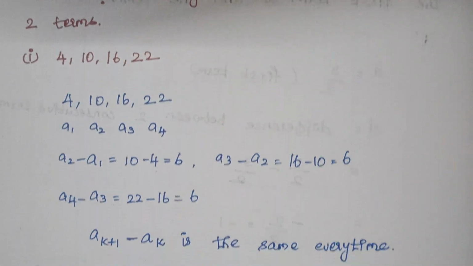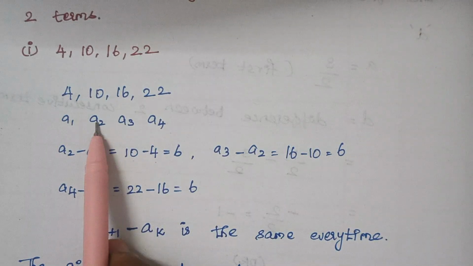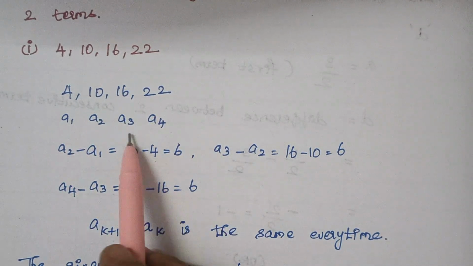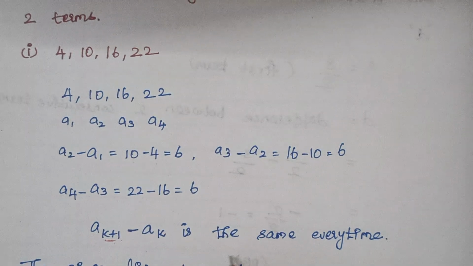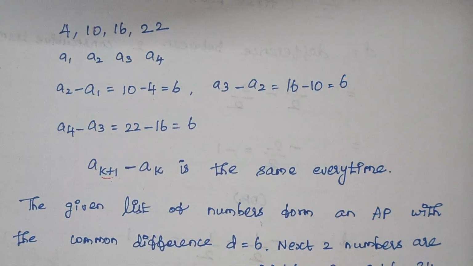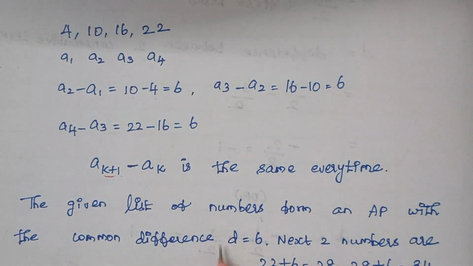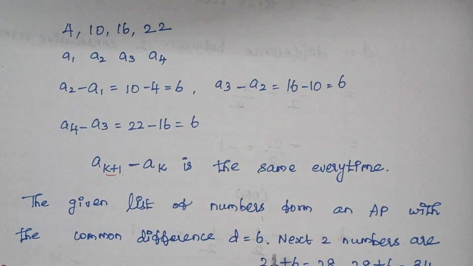And here you see the value of A(K+1), it is nothing but this term, that is A2 minus A1, right? That is given by this standard form, A(K+1) minus AK is the same every time. Therefore, the given list of numbers form an AP with a common difference. What is the difference here? It is 6. So, with a common difference 6.